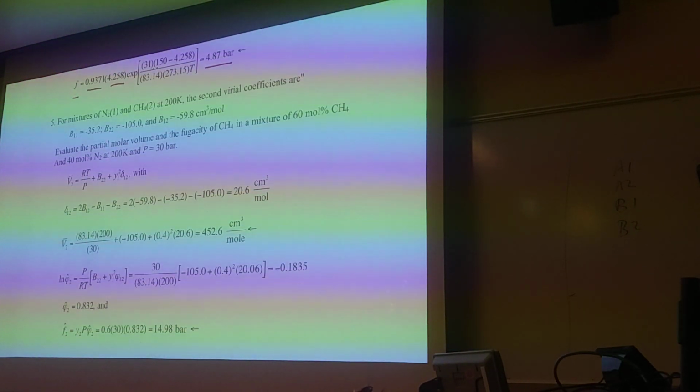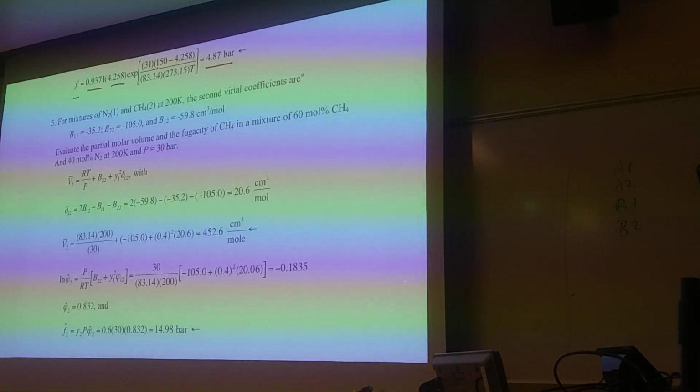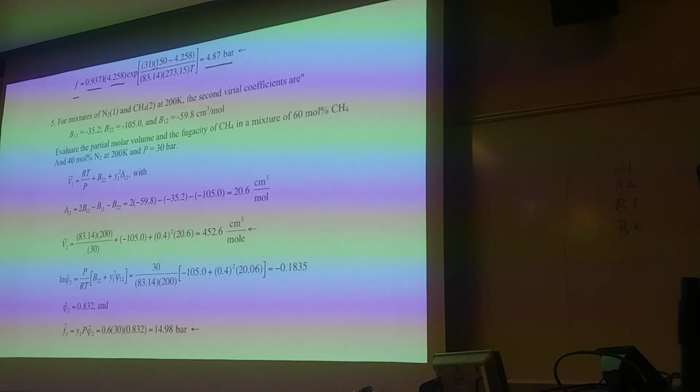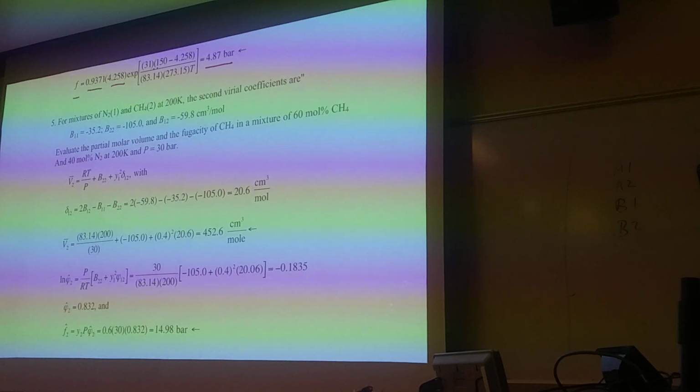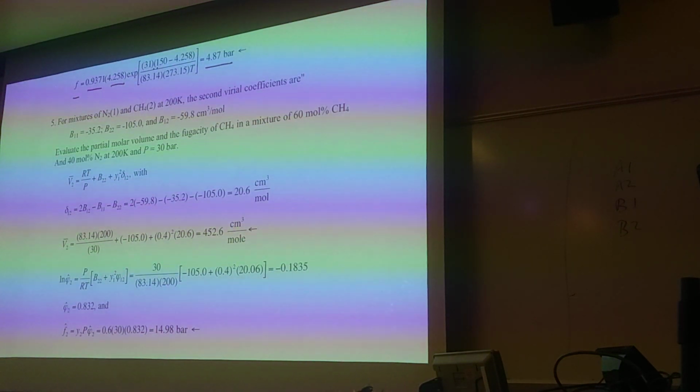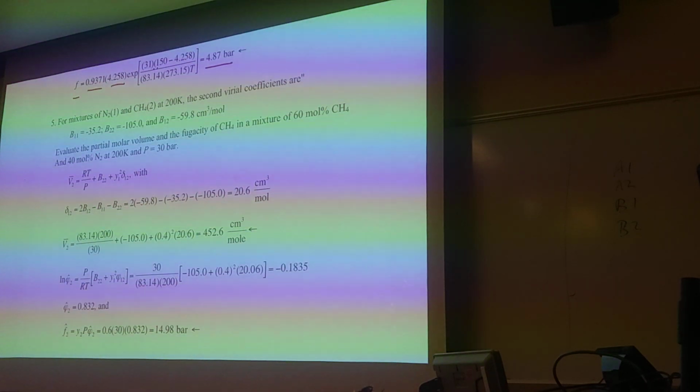So number 5, we've got mixtures of nitrogen and methane at 200 K. Second virial coefficients are given here, both the pure component coefficients and the cross coefficient. And you're asked to evaluate the partial molar volume and the fugacity of methane in a mixture of 60 mole% methane, 40 mole% nitrogen at 200 K and 30 bar.